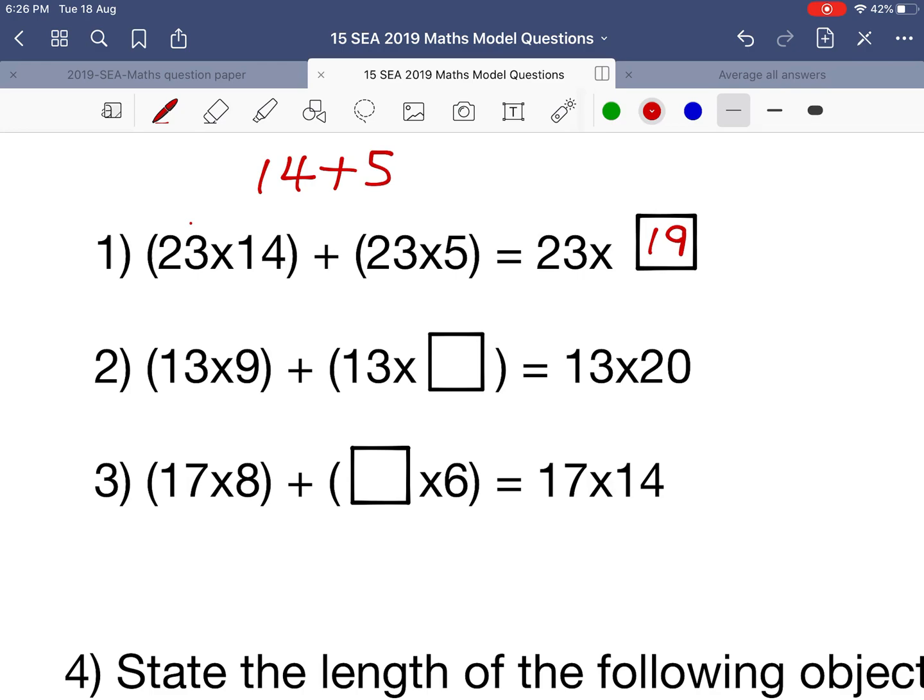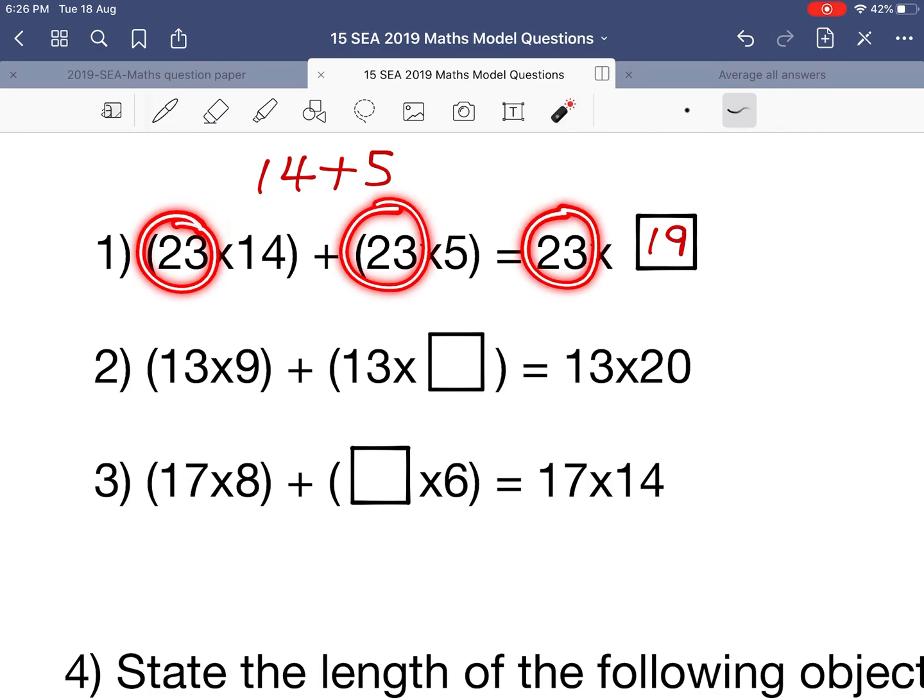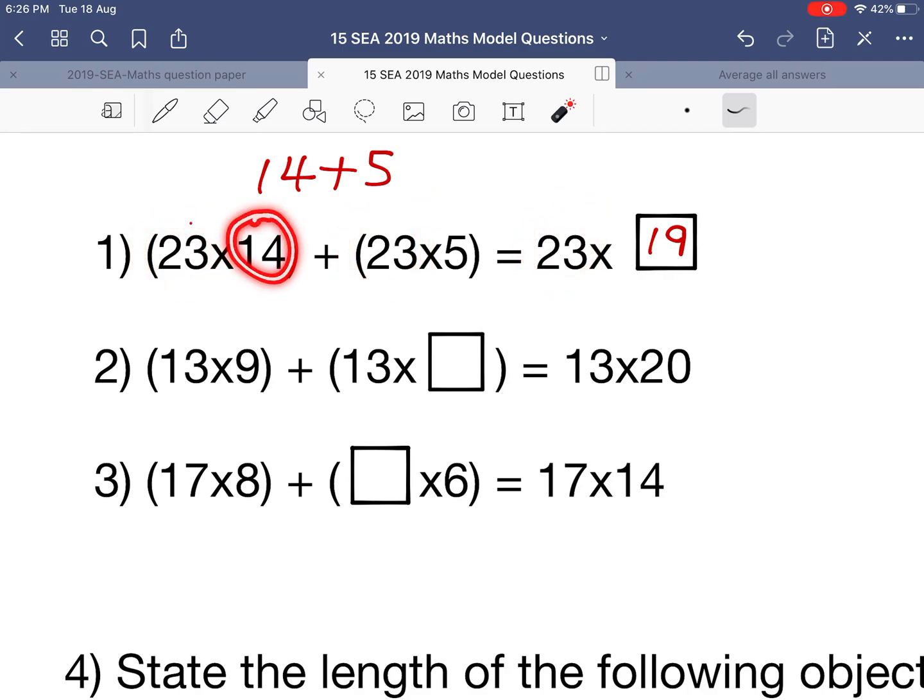So we can see that the 23 is constant. So we simply add the 14 and the 5, and we get 19.